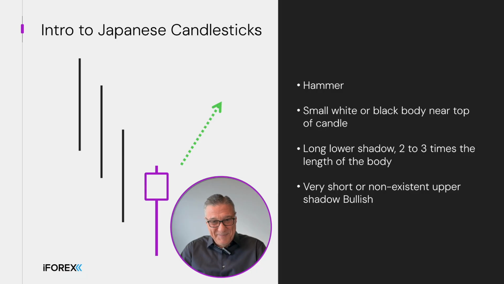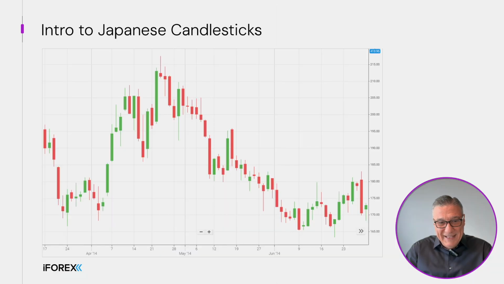I hope this is clear. So we cannot take any Japanese candlestick pattern like the hammer or the ones that will follow in isolation. We always combine them with other technical tools. Excellent. And here is a real chart where we can identify a hammer here after a prolonged decline, and then we can see what happened after this hammer formation. What followed was an upward direction.